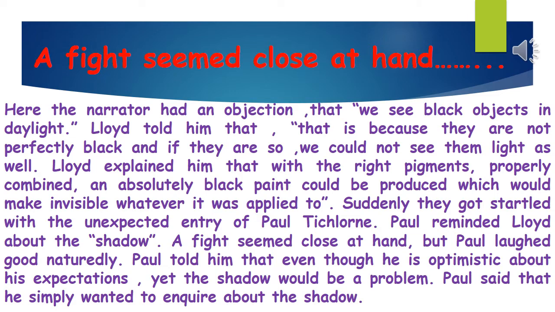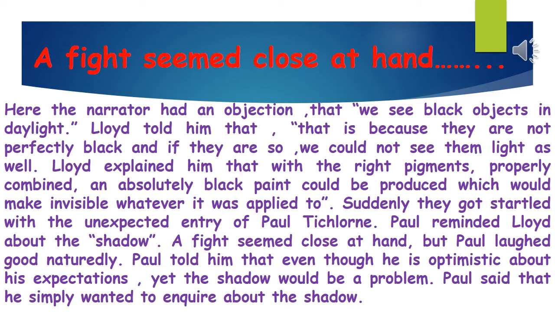Suddenly, they got startled with the unexpected entry of Paul Tichlon. Paul reminded Lloyd about the shadow. A fight seemed close at hand, but Paul laughed good naturedly. Paul told him that even though he is optimistic about his expectations, the shadow would be a problem. Paul said that he simply wanted to inquire about the shadow. So here we can see the rivalry started.